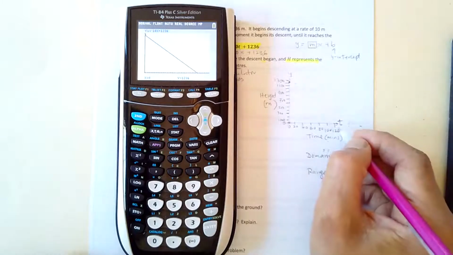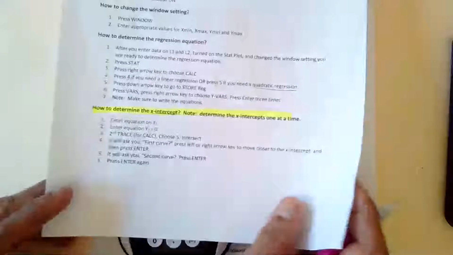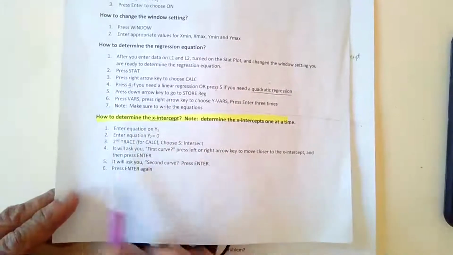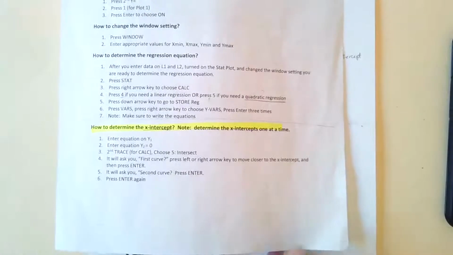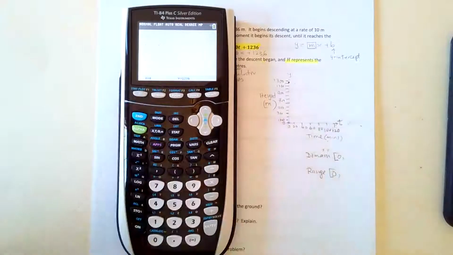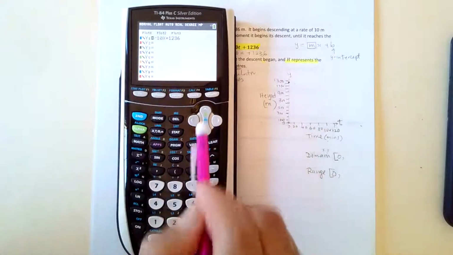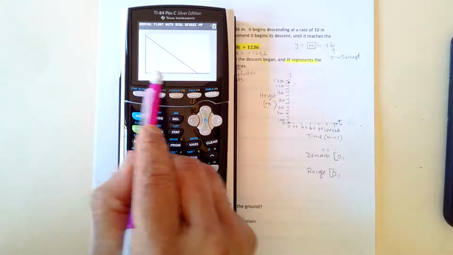We don't know our x-intercept, and this is what we're going to do now. To find our x-intercept, we're going to use this instruction here. So what we'll do now, we go to your y equal button, and on y2, let it be 0. So it's somewhere along here.